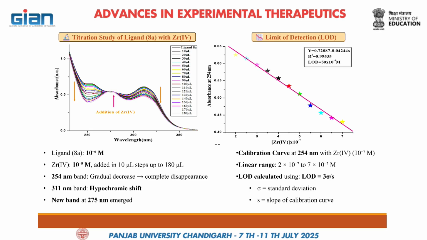Titration study of ligand 8A towards zirconium was also carried out. The ligand was taken at 10 to the power minus 6 molar concentration, and for zirconium we prepared 10 to the power minus 4 molar concentration. There was a gradual decrease in the peak at 254 nanometer, and the band at 311 nanometer underwent a hypochromic shift. LOD was determined using a linear calibration curve, which was found to be 50 nanomolar.